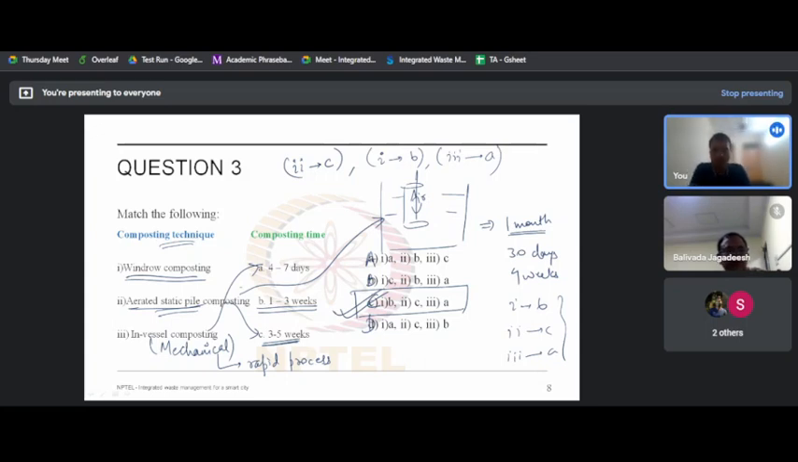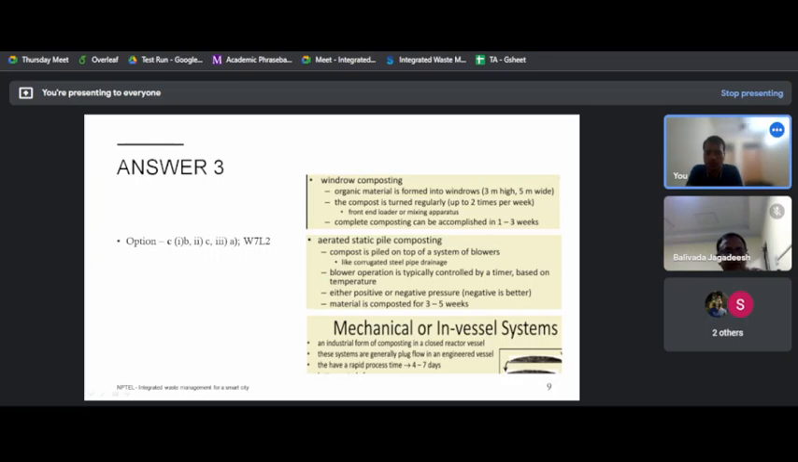Moving on to the solution of this. So option C was the correct answer. So 1B, 2C, 3A. Students can refer to the second lecture of this week. So here we can see we have the aerated static pile. So material gets composted for around 3 to 5 weeks in this. We have the windrow composting.